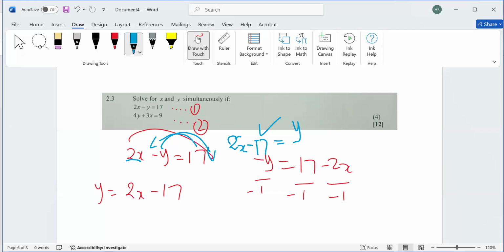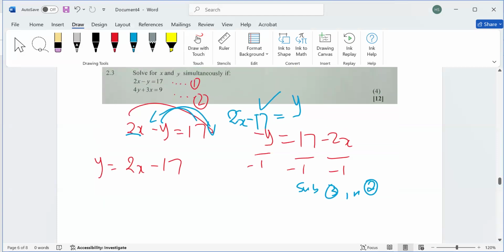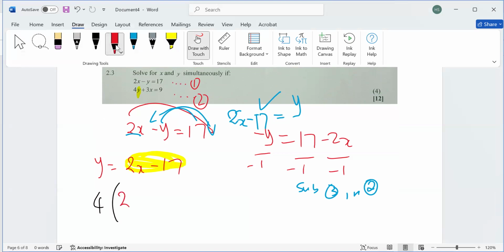Okay, what are you going to do with equation 3? We are going to substitute 3 into 2. It can't go back to 1. It needs to go to the one that we haven't used, which is 2. Let's go and check our equation there. On our equation, we have y. Where is y? Y is here. So where I see y, what am I going to put? I am going to put this thing here. So I have 4x plus 2x minus 17 plus 3x, which is going to be what?